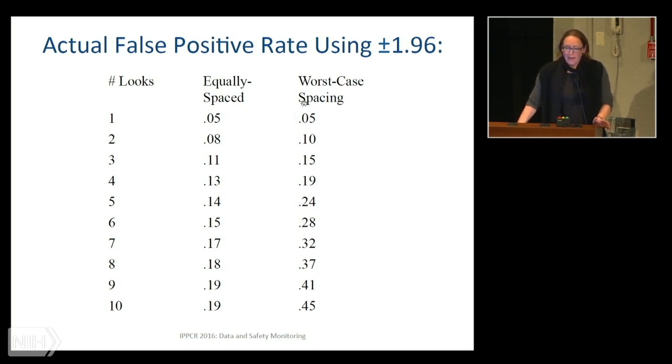And that's just if you're doing it equally spaced. There's some ways you could game the system in terms of doing the looks when trends appear. This is a little bit mathematical, so I'm not going to explain exactly how I define this worst-case spacing. Let's just say there are ways to game the system and the timing of the looks so that the type 1 error rate could be much larger, as high as 45%.